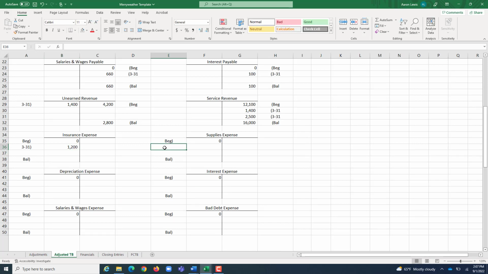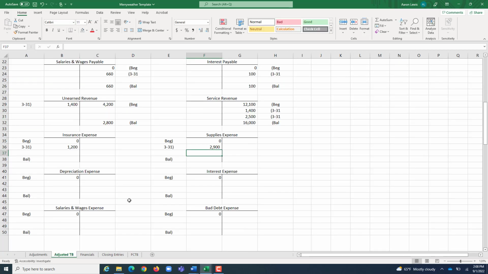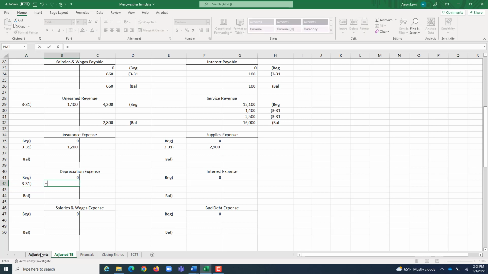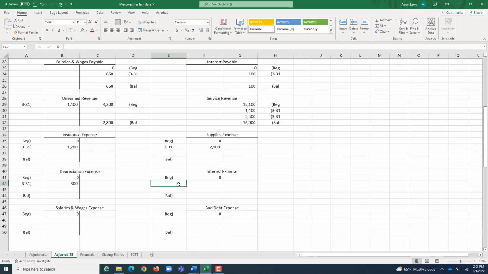For supplies expense on 3/31, we debited that account for the amount of supplies that we expended during the period. I can go find that, and that was $2,900. We'll bring that $2,900 debit over to our T. For depreciation expense on 3/31, we recorded, scrolling down here, $300 with the depreciation on our cleaning equipment. We debited depreciation expense for $300. Let's transfer that over to the T.